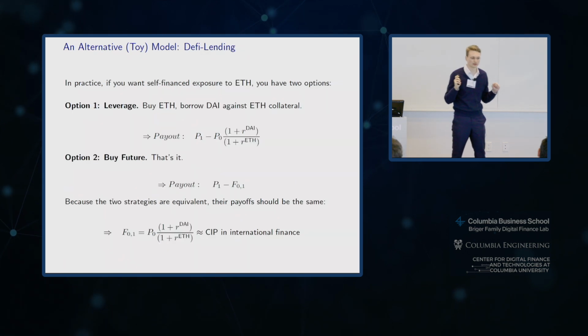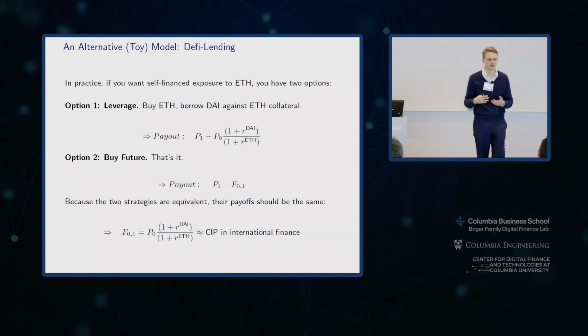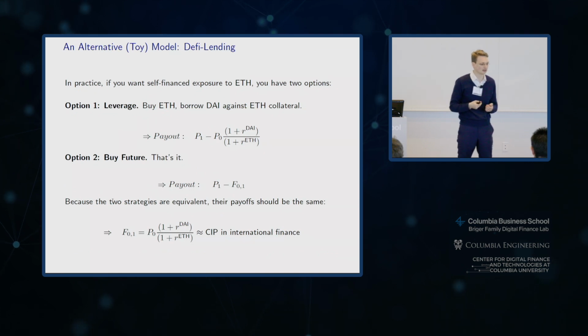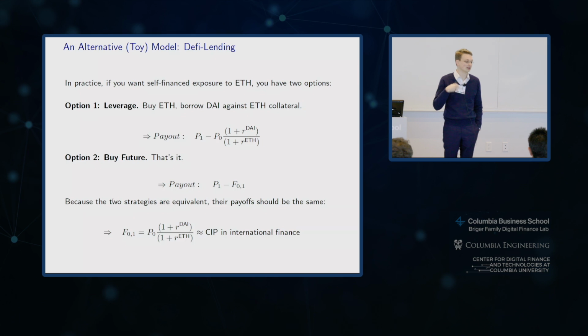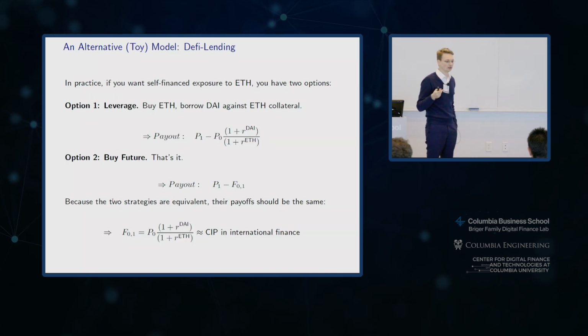That's the benchmark. Let's try to think about what's going on in a DeFi lending world in this case. So if you have DeFi lending, basically if you want to self-finance a position, you have two ways of doing that. Say you want to self-finance an exposure to Ethereum. You can do that in two different ways. First, you can just get some leverage. So you can buy ETH, and you can borrow DAI against the ETH that you put as collateral.